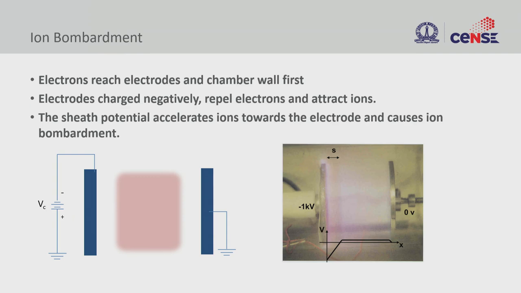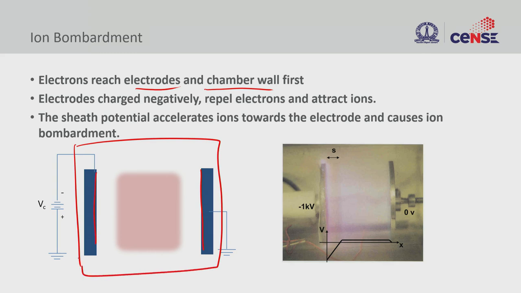So the ion bombardment or the plasma sustenance is primarily handled with electrons, as I mentioned. So electrons will reach the electrodes and also the chamber walls, right? It's not just the electrodes. What I mean by chamber wall is we are just looking at two electrodes, but it will be enclosed in a chamber, and that chamber will also be grounded, right? So the electrons can also scatter and reach there as well.